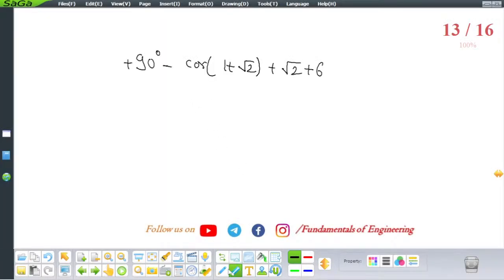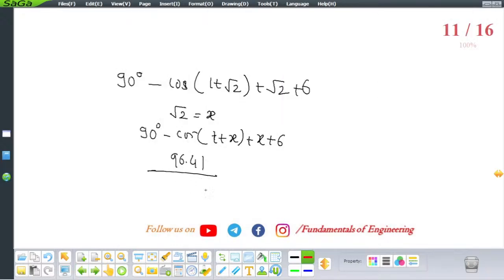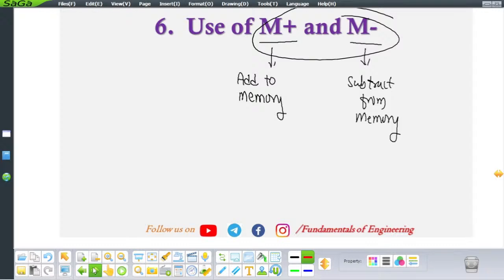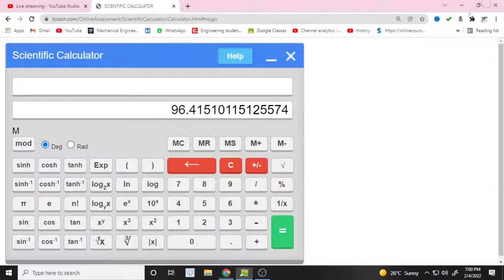96.41 you are getting. Earlier you got this, add to memory, 96.41. So the same you got here, 96.41, right? 96.41 is the answer you got. So what we have done is M plus and M minus.